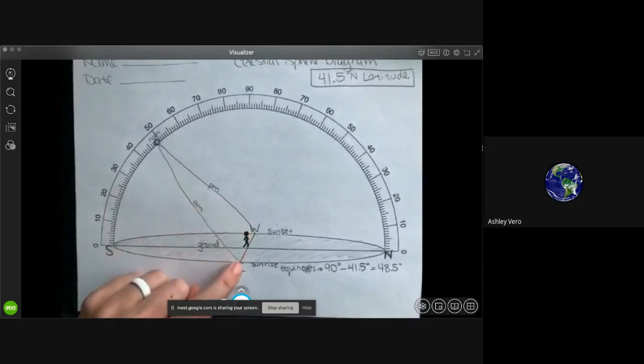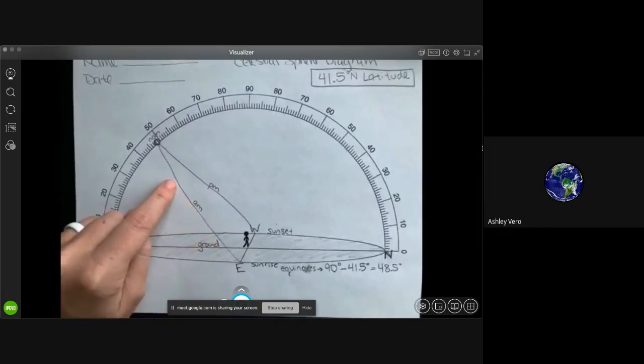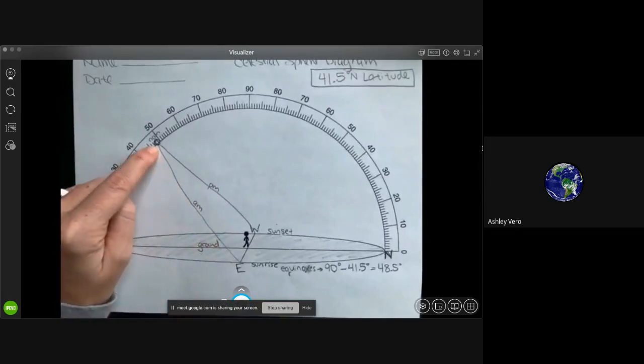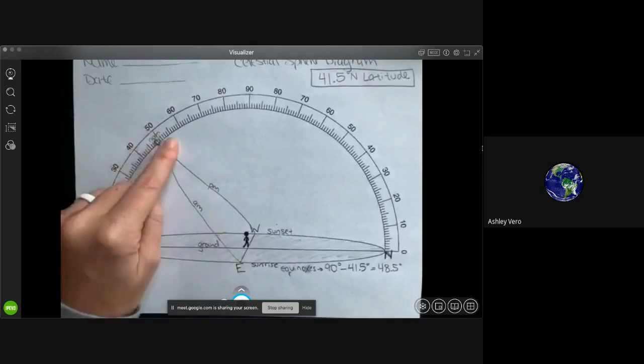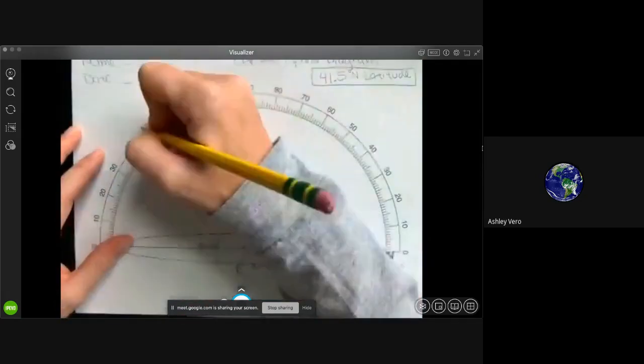This would be 6 a.m., 7 a.m., 8 a.m., 9 a.m., 10 a.m., 11 a.m., 12. I know that wasn't perfectly equally spaced, but that would be our sunrise and our sunset. So again, this is going to be everything for our equinoxes.